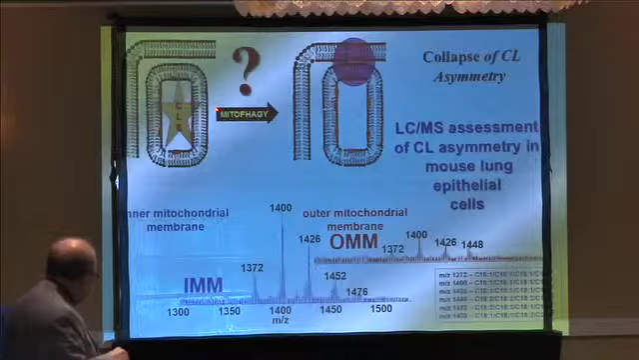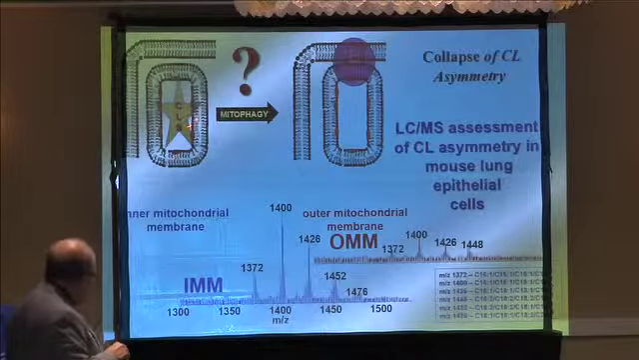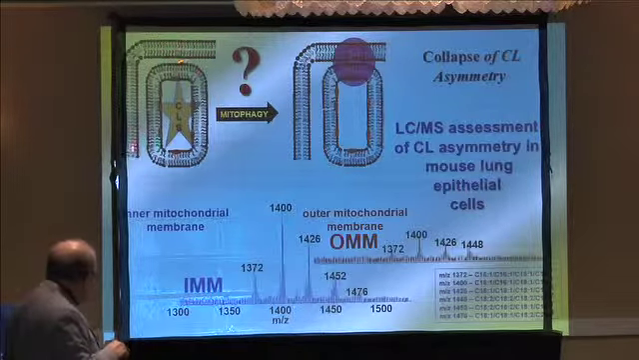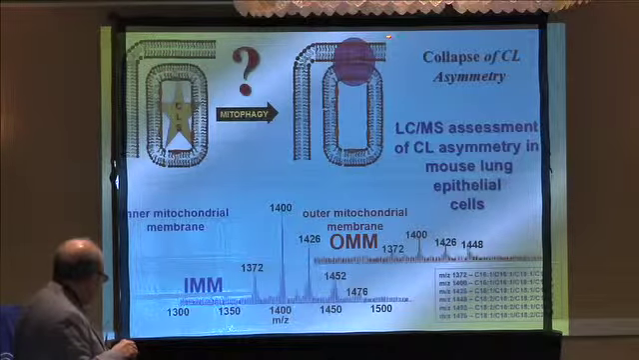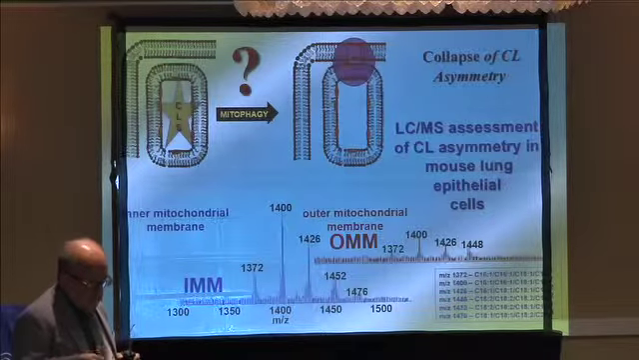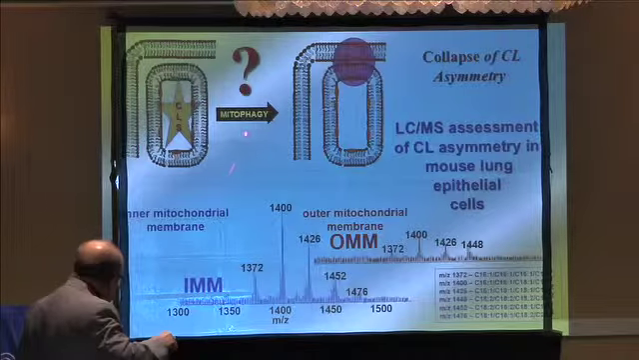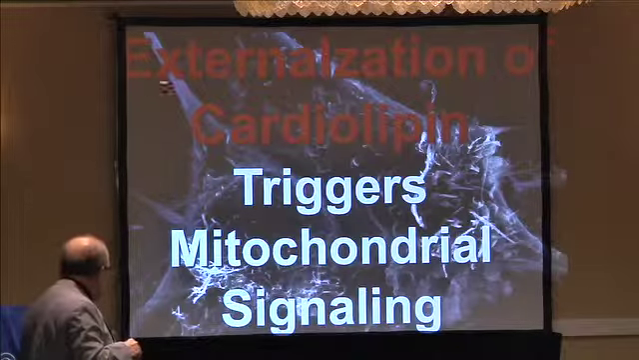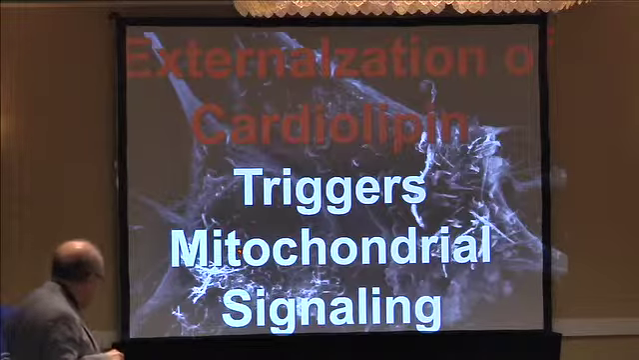What it means is that we know examples of this with phosphatidylserine and other phospholipids, that if for some reason this asymmetry of cardiolipin distribution is lost and cardiolipin can get externalized to the surface of mitochondria, this may be a label, a sign that indicates that this is not a good mitochondria, that it's lost a very important cardiolipin asymmetry. So externalization of cardiolipin triggers mitochondrial signaling.